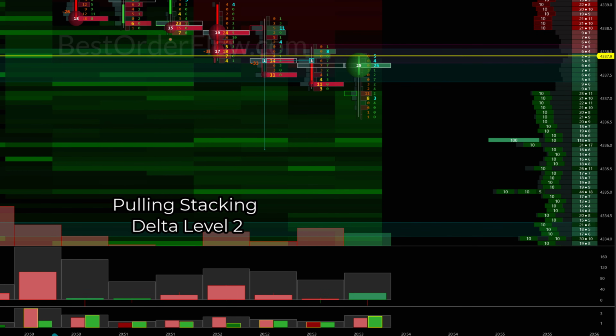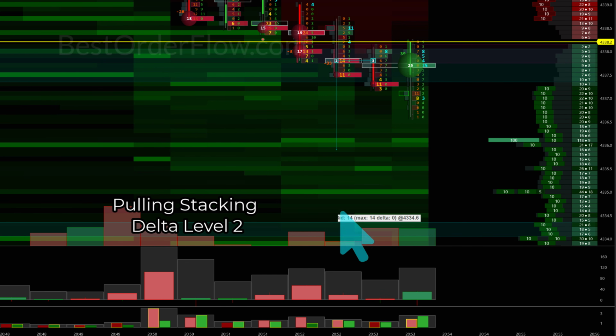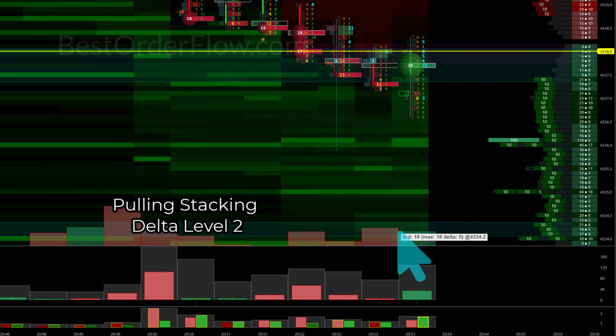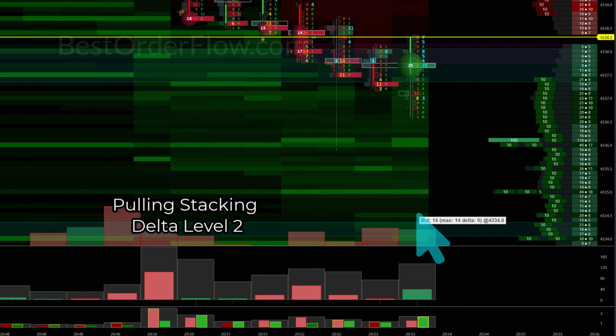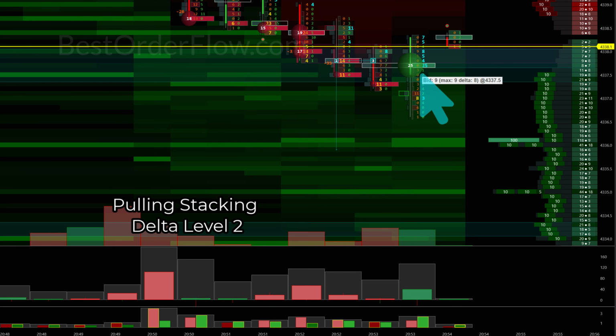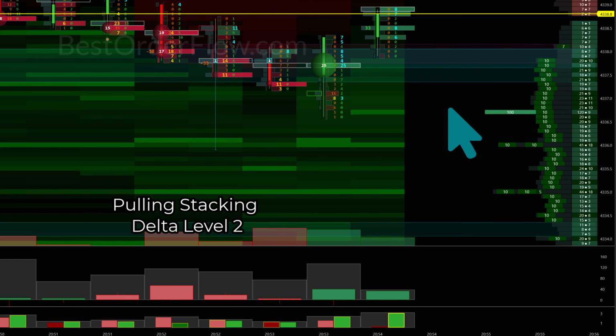And now you see these bars on top of the third indicator, the delta between pulling and stacking. I call it delta 2. You can call it delta 2 as well. So now I see the delta 2 on level 2, people supporting the decision to go higher. I mean, I love it, absolutely. Here we go.